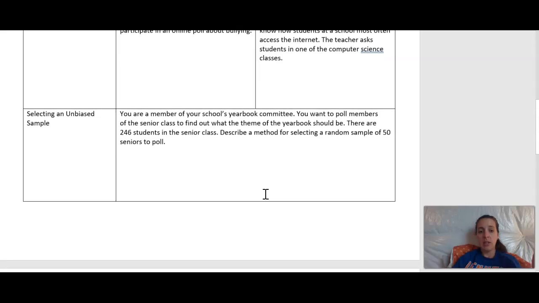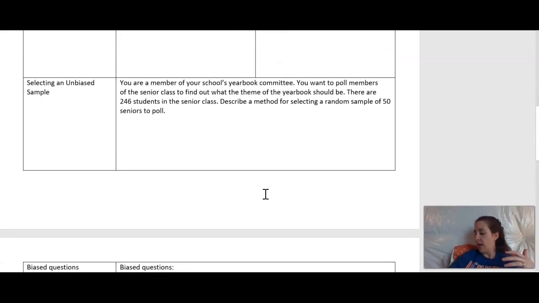Okay. So when we're taking these and gathering data, we have to figure out how do we select an unbiased sample. Okay, so we're a member of our school's yearbook committee. You want to poll members of the senior class to find out the theme. There are 246 students in the senior class. Describe a method for selecting a random sample of 50 seniors to poll.